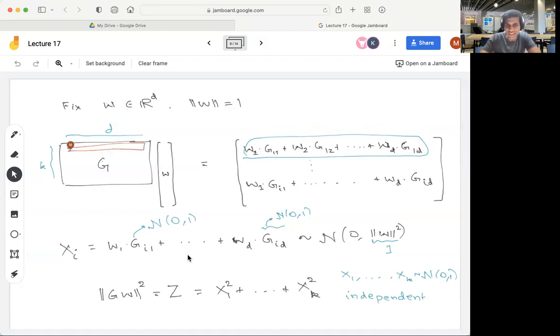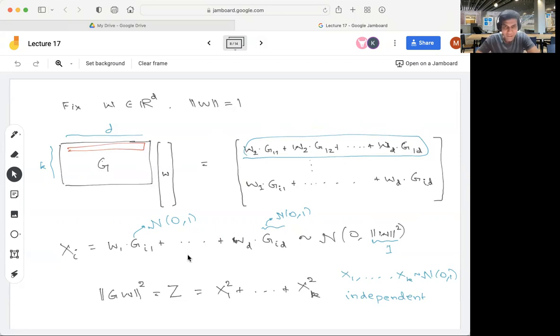X2 only depends on entries in the second row of G, and so on. And all rows of G are independent of each other. So x1, x2, all the way up to xk are independent random variables. They are all random variables with Gaussian distribution with mean 0, variance 1.